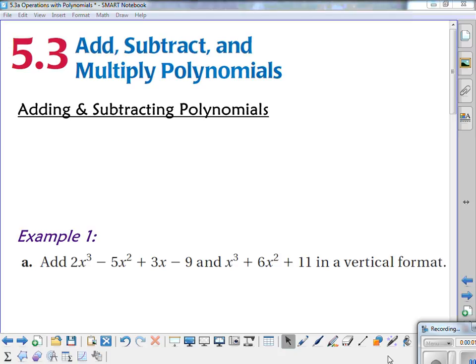All right, so today we are going to add, subtract, and multiply polynomials. Again, this is something you did in Algebra 1, so most of this will be review. There is one new special pattern that you will not have seen before that we're going to go over. But then the rest of this hopefully is review for you.